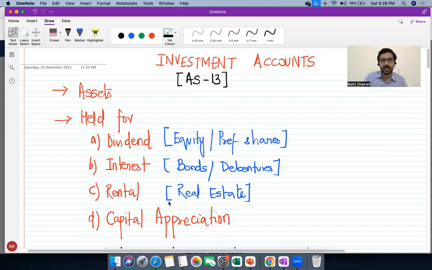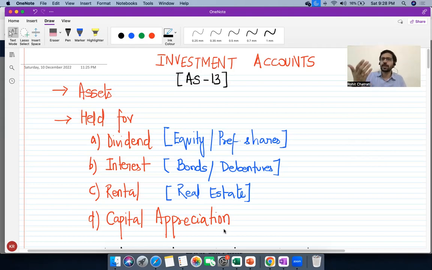And anything that you also purchase for the purpose of capital appreciation is also going to be treated as investment. For example, equity shares, you need not necessarily purchase only for the purpose of dividend. You may purchase equity shares for the purpose of earning capital appreciation, which means you want to buy the share today at 100 and you want to sell it at a later point in time, say at 150. So your intent of purchasing is for earning capital appreciation.